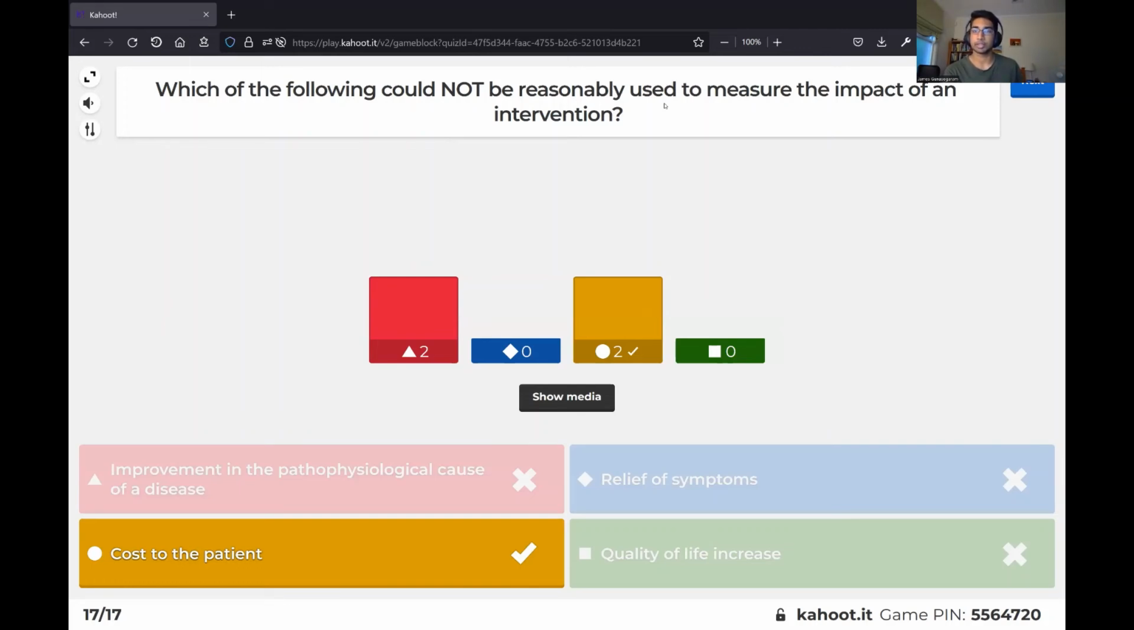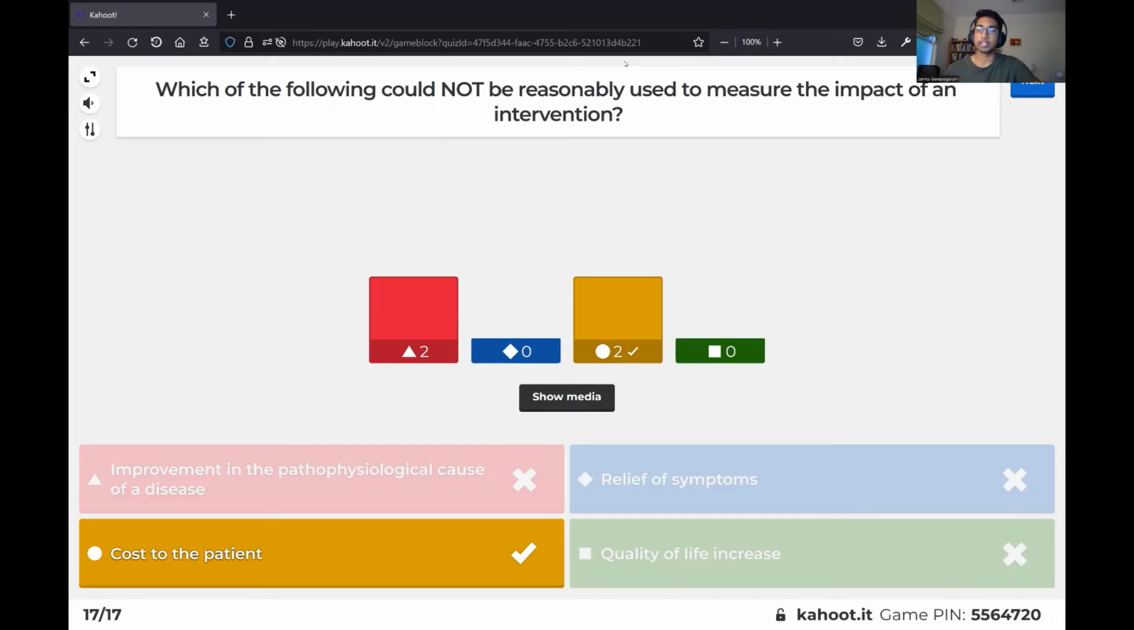Quality of life increase, also quite good. Now, red is actually a valid thing. So if you have chronic kidney disease or something, if we increase your filtration rate, then that is actually a good thing. Or if we reduce the amount of damage, something like that. That is actually a thing that we can use as a valid outcome.